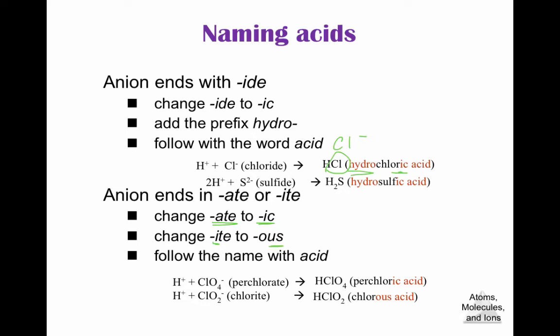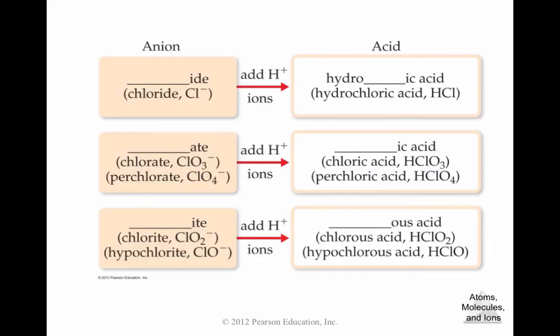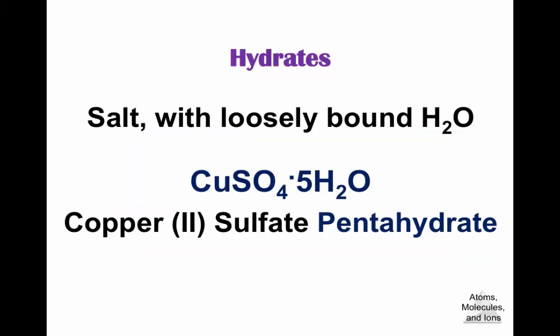So if it's HClO4, ClO4 is perchlorate. Ate goes to ic, so perchloric acid. And here is more of a visual with naming the acids, looking at the anion, and transitioning to the acid name. And then finally, with looking at some nomenclature, we look at hydrates.